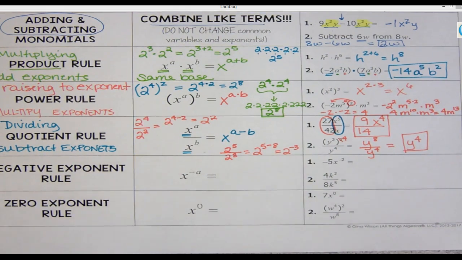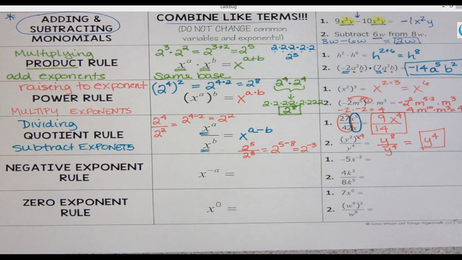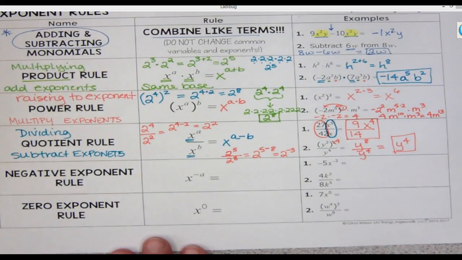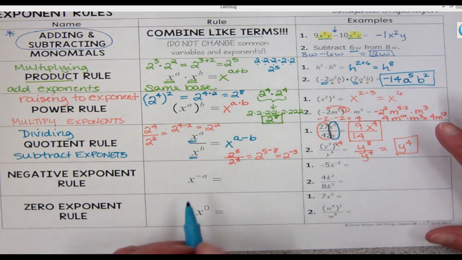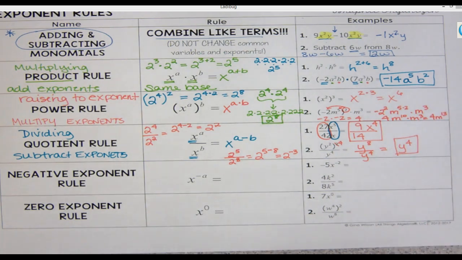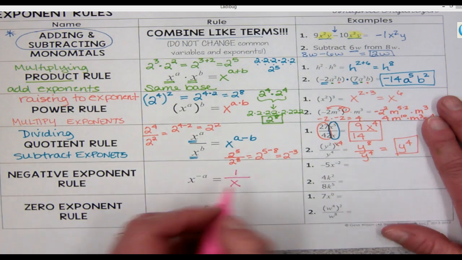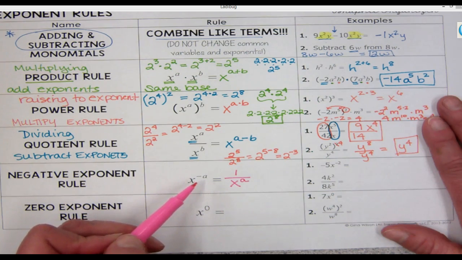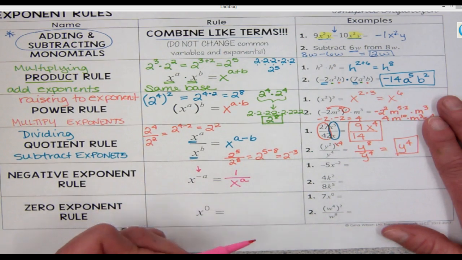Moving on, the negative exponent rule. We've got x to the negative a, and we know that x to the negative a is going to be 1 over x to the a power. And notice, this guy is a traitor. He has a negative. He needs to go to the other side. And when I flip him to the other side, he's positive again. He's where he belongs. All right?